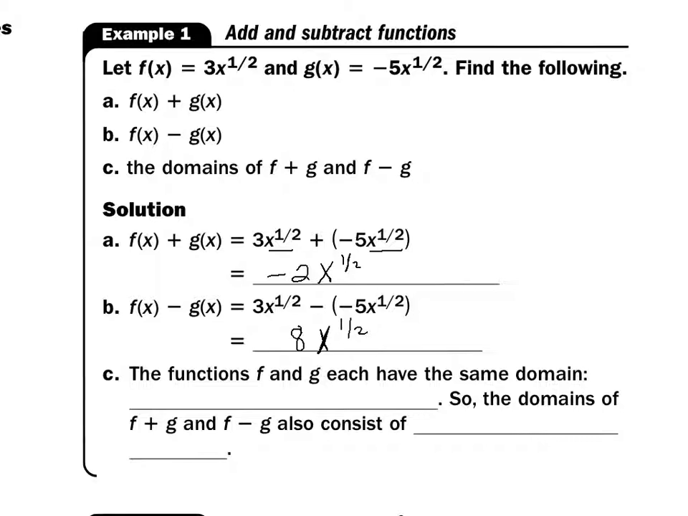So now what are the domains for them? What's legal to put in for a square root? Well, any positive number, right? Or 0. It can't be negative. So we need to say all non-negative real numbers. So the domains of the addition and the subtraction also consist of all non-negatives.